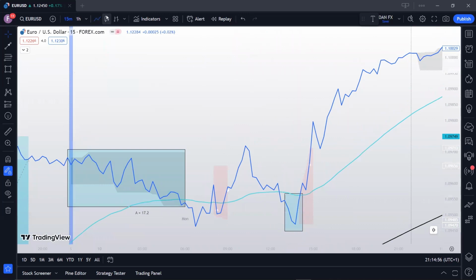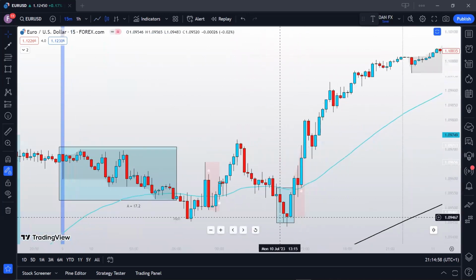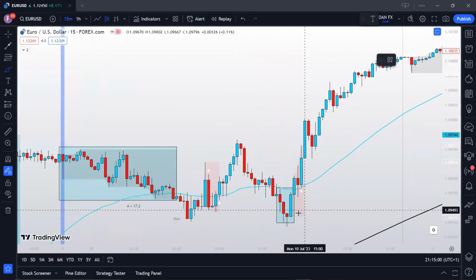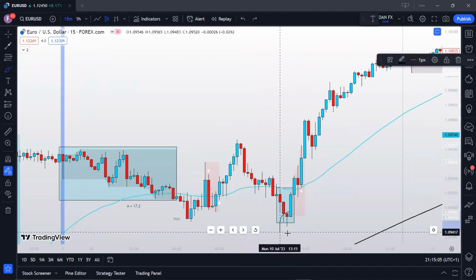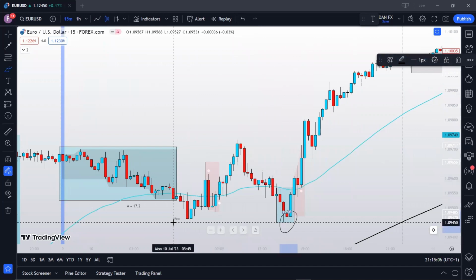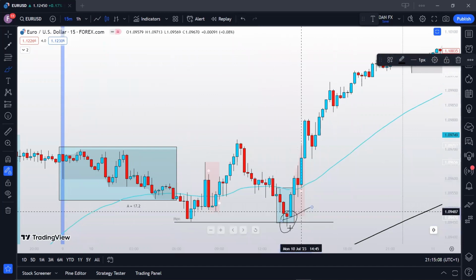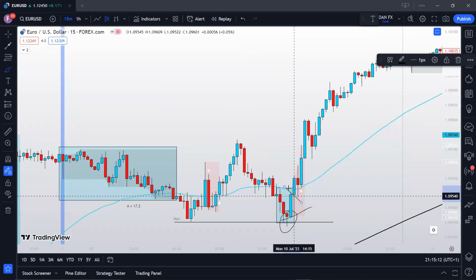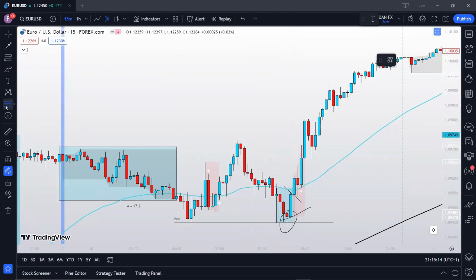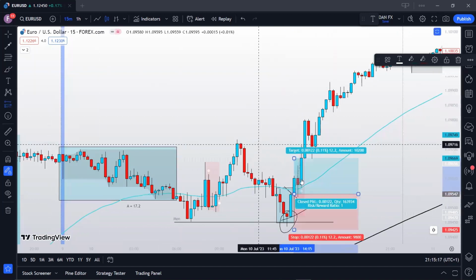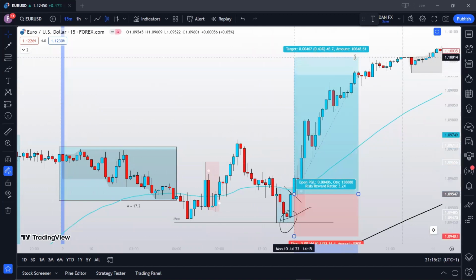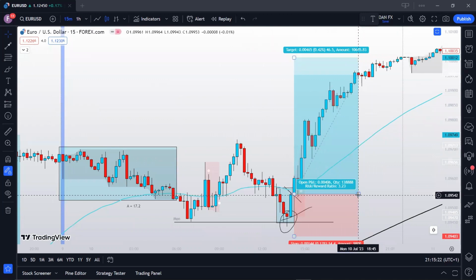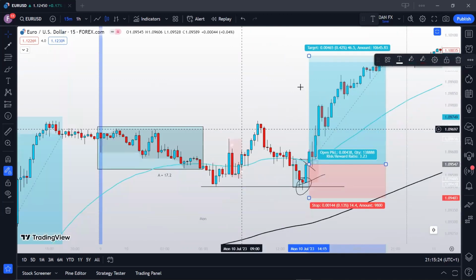So what do we get? Let's see. We get our star formation. We also get an inverted, no, not really an inverted. This is a normal hammer. This is a hammer formation. This is a confirmation right here. You can enter here, or you can enter here if you want a safer entry on this star formation. So you simply buy here, put your stop loss below, and this went for about 45, 46 pips, right?